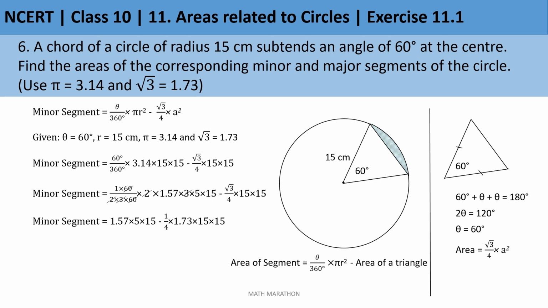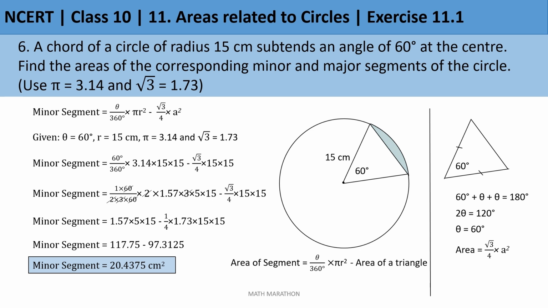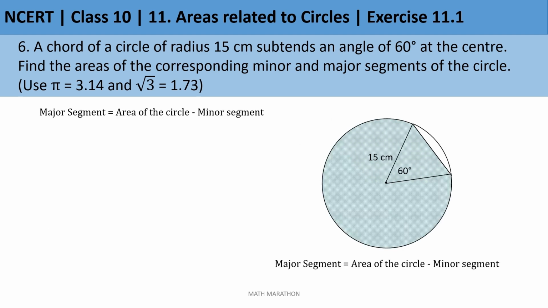Minor segment is equal to 1.57 multiplied by 5 multiplied by 15 minus 1 by 4 multiplied by 1.73 multiplied by 15 multiplied by 15. Minor segment is equal to 117.75 minus 97.3125. Minor segment is equal to 20.4375 centimeter square. Now, let us find the area of the major segment.